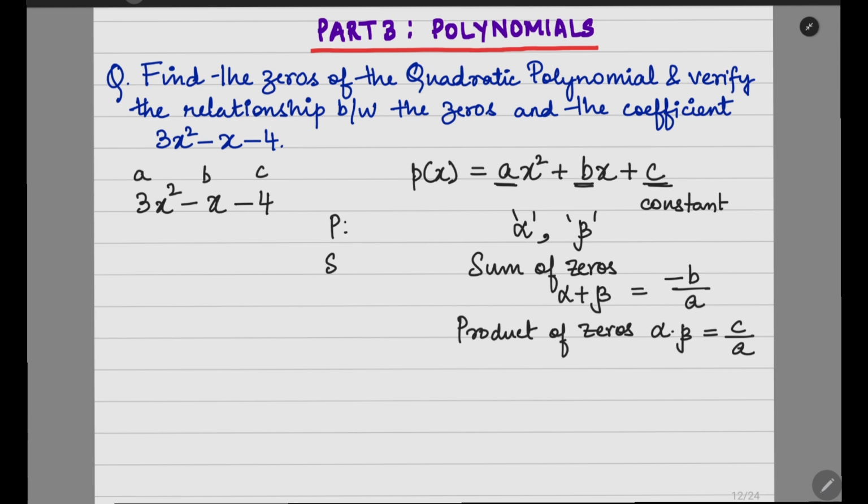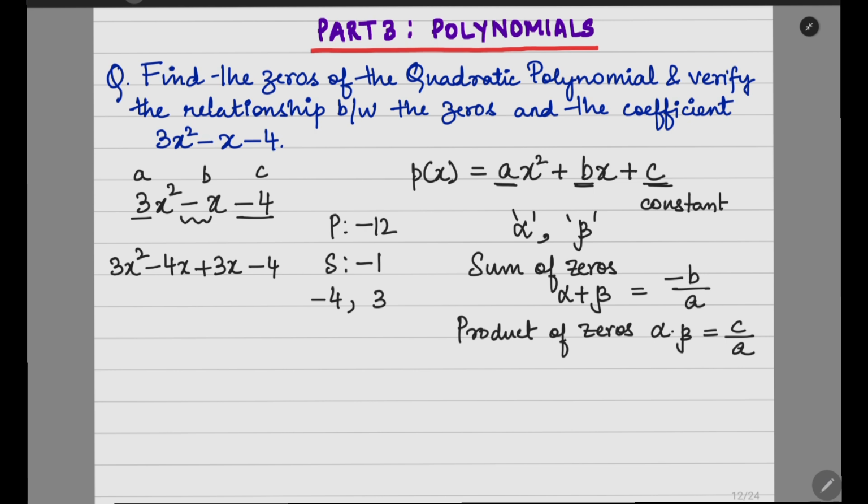So what is the product? It is nothing but a multiplied by c. A multiplied by c is 3 into minus 4, that is minus 12. And the sum is nothing but minus 1. So tell me two numbers whose product will be minus 12 and sum will be minus 1. 4 threes are 12, and if you add a minus sign, minus 4 into 3 is minus 12, and minus 4 plus 3 is minus 1. So now let us do the middle term splitting. It is 3x square minus 4x plus 3x minus 4.